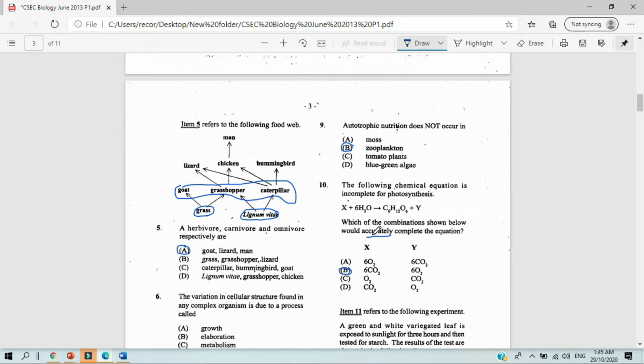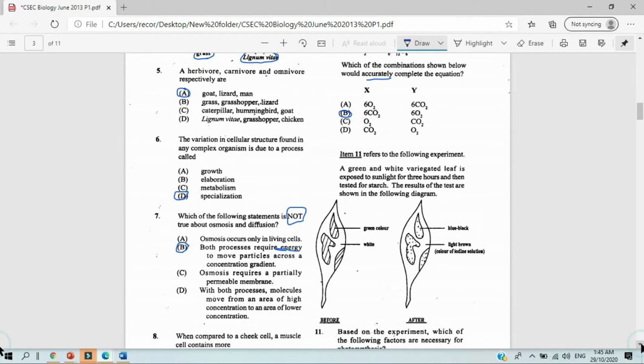But then you have to look at the word accurate. This is a balanced equation. So it's going to be 6 carbon dioxide, and then we are going to have 6 oxygen being produced here for a balanced equation. So our answer, the best choice here, is going to be B and not D. Alright? That's the explanation there. Accurately, we have to look at that.